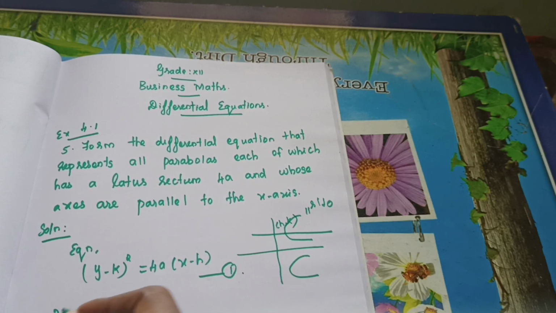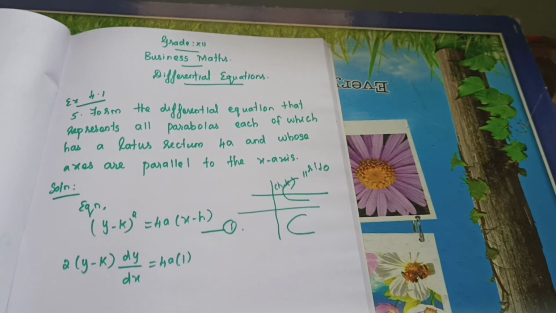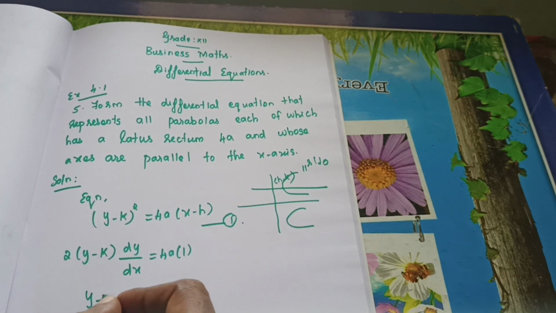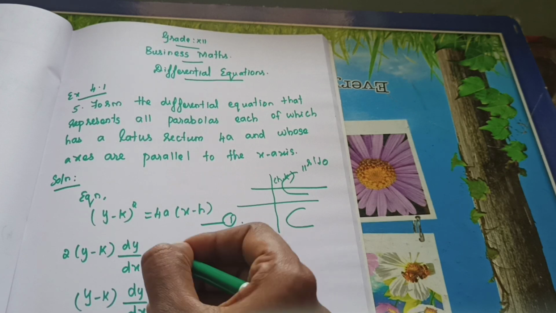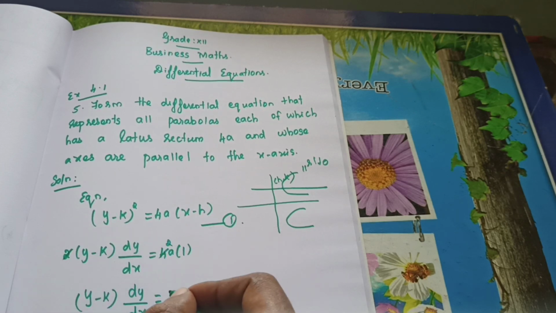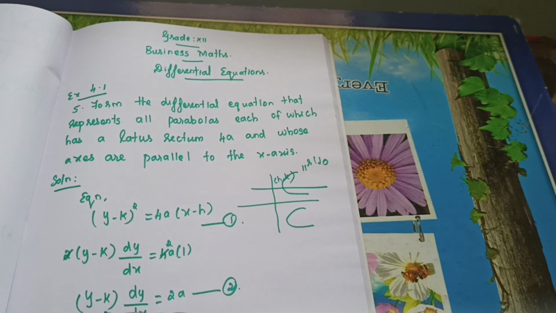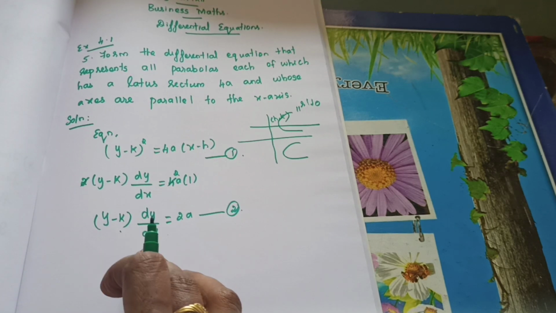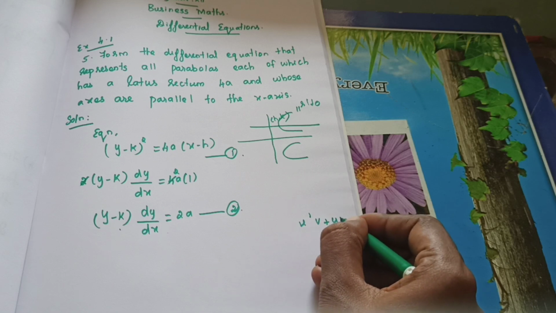Now differentiate: 2 into (y minus k) into dy by dx is equal to 4a into, the differentiation is 1. So (y minus k) into dy by dx is equal to 2a. This is number 2. Now it is in the form of uv. So what's the formula? u dash v plus u v dash.